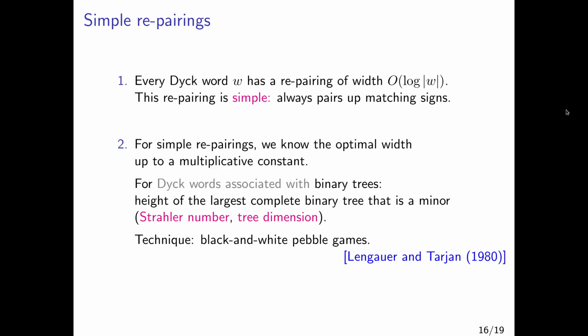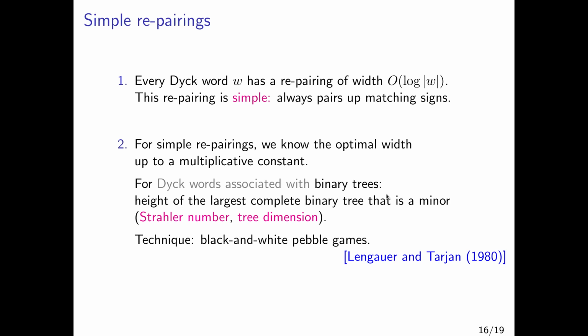So if you restrict yourself to simple repairings, to this property, then actually it's easy, well, not difficult, to compute the optimal width up to a multiplicative constant. So let me illustrate this. If you think about Dyck words as trees, you can associate the structure of this kind of balanced parenthesis with a tree. If you have complete binary trees, then basically the optimal width is the height.